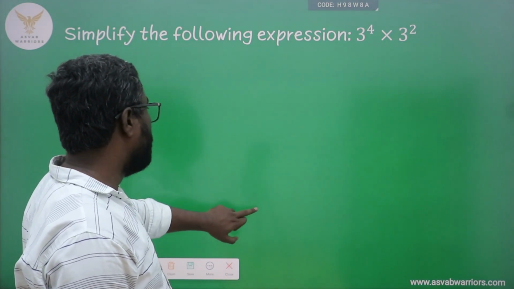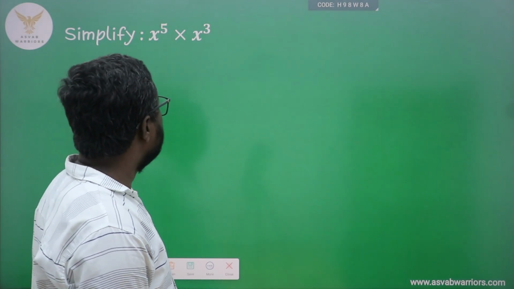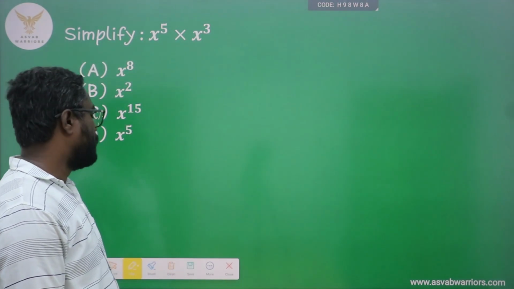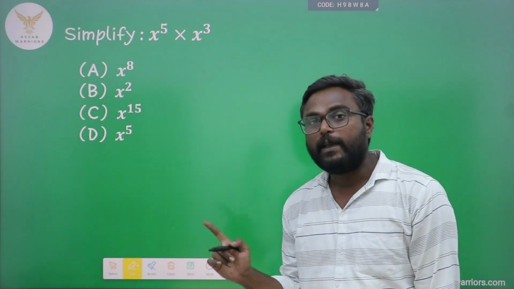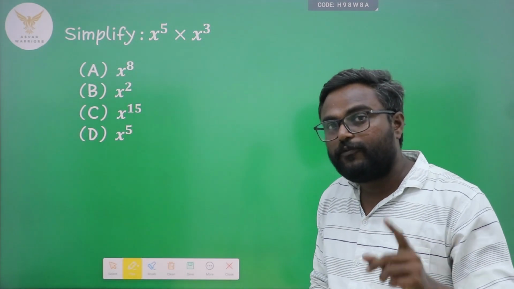Now I'll solve a few more questions, and then you will have to solve some on your own. So here I have x to the power 5. Remember, I am going to solve the questions based on the first rule.